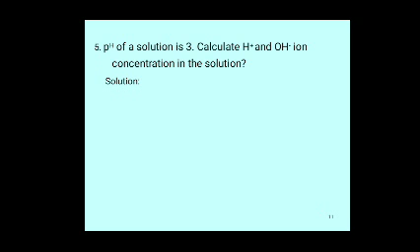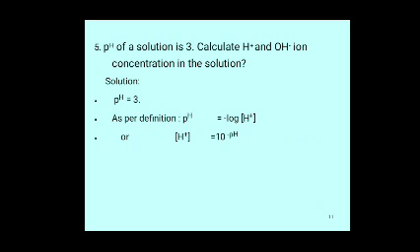The pH of a solution is 3. Calculate the H plus and OH minus ion concentration in the solution. pH is equal to 3. As per definition, pH is equal to minus log H plus ion concentration. Then H plus ions is equal to 10 to the power of minus pH. Then H plus ions is equal to 10 to the power of minus 3 moles per liter.